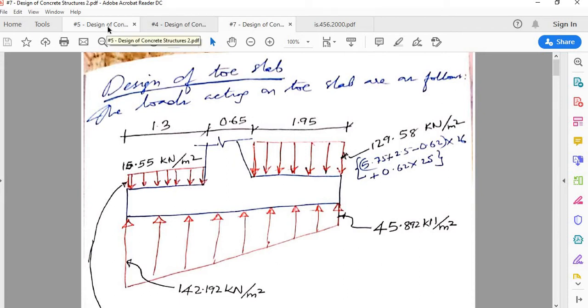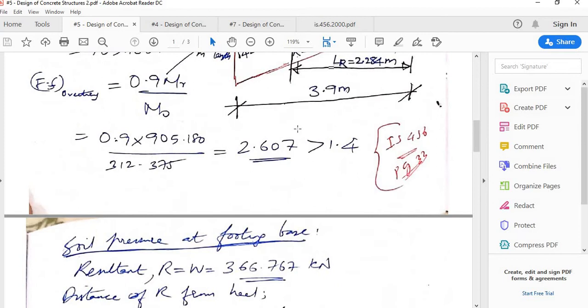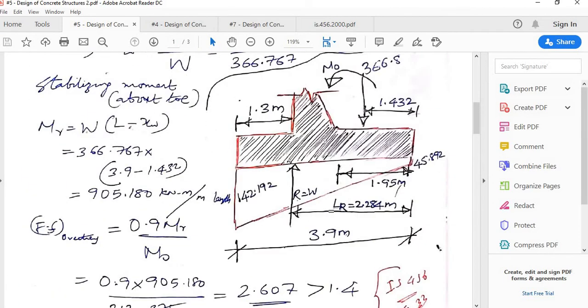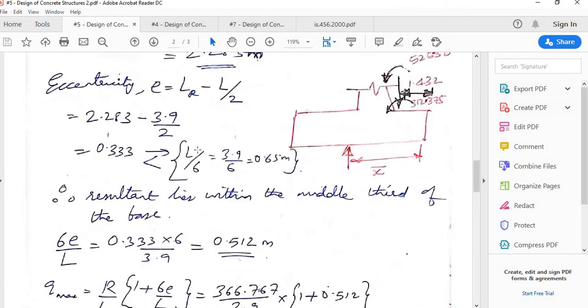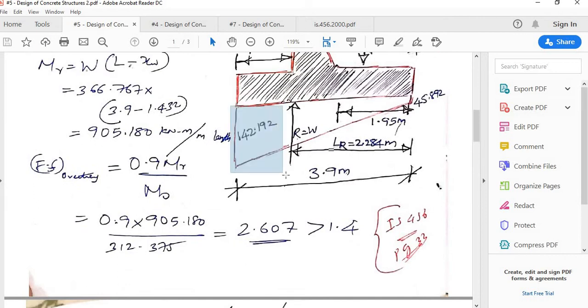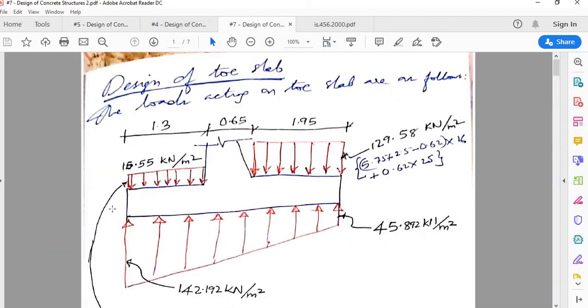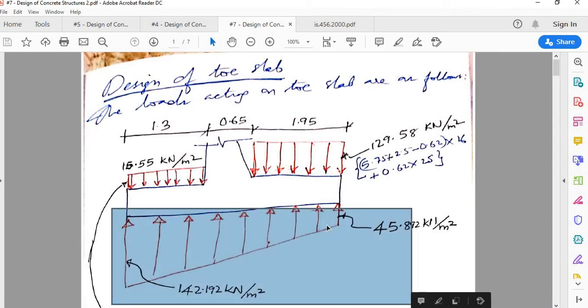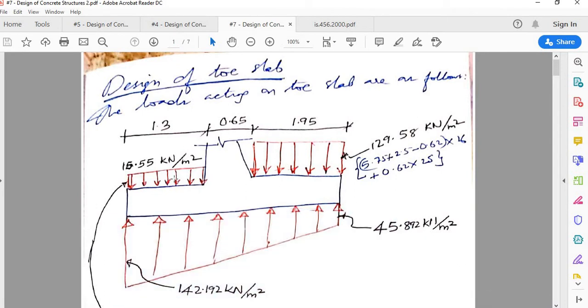Remember in the last lecture, I'm just going back to the previous handwritten note. We had already arrived at the soil pressures 142.192 and 45.892. We had marked it here as well. So this pressure is linearly varying. So that is the pressure that I have here. Now what happens is, it is due to this soil pressure that these toe and heel slabs are bending. So that is the soil pressure.